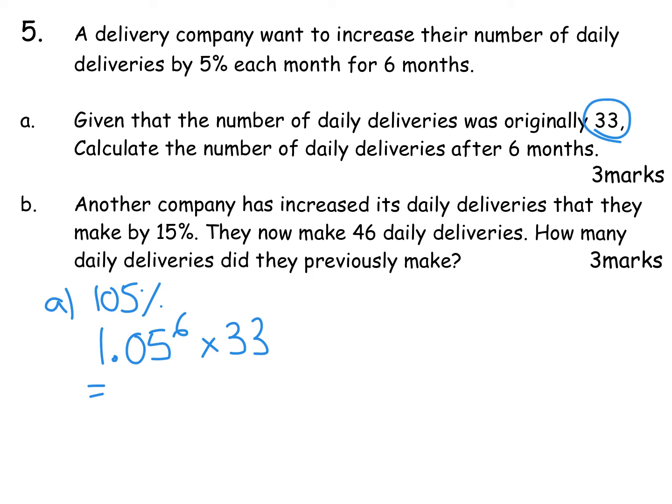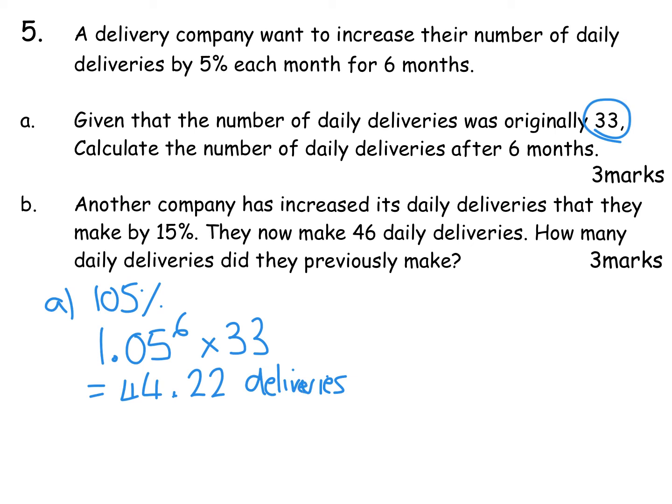And if you type that into your calculator, you should get 44.23. Now, they've not mentioned rounding. Now, my common sense would probably be to round to the nearest whole number and say the number of daily deliveries after 6 months will be 44. But if you're not sure, you're always safe leaving it as 1 or 2 decimal places. I don't think that looks very much like the word deliveries, but there you go.